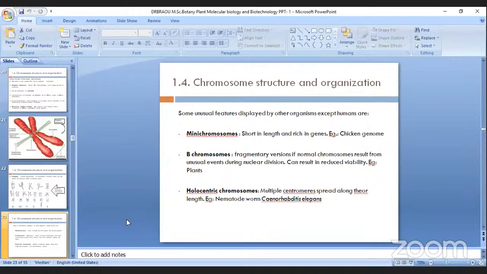And the next is the B chromosome. What is a B chromosome? During unusual events in cell division or nuclear division, there might be some fragments left over. These are called B chromosomes.